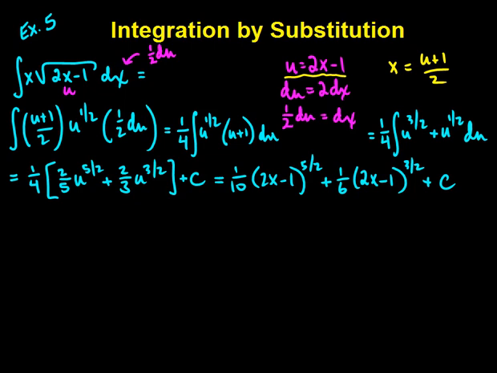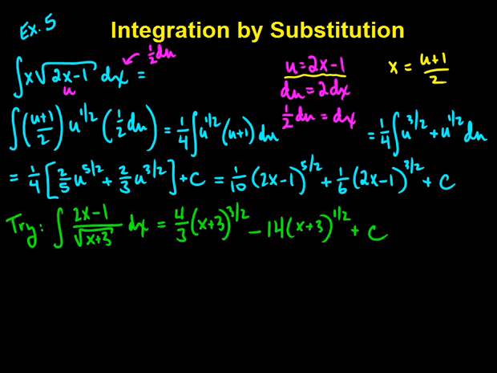Alright, so I will give you an example and you can work through that. I'd like you to try the integral of (2x minus 1) over the square root of x plus 3 dx. You can pause the video, try that out, and I'll give you the answer in a few seconds. Okay, so what you should get as a result of that is 4/3 (x plus 3) to the 3/2 minus 14 times (x plus 3) to the 1/2 plus c. If you got that, you can feel free to move on. If not, I will work through that solution now.